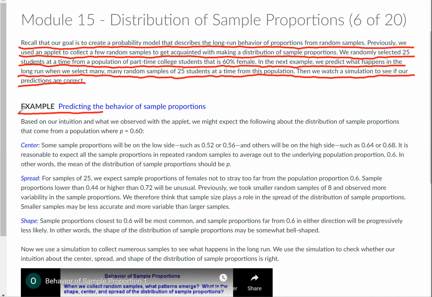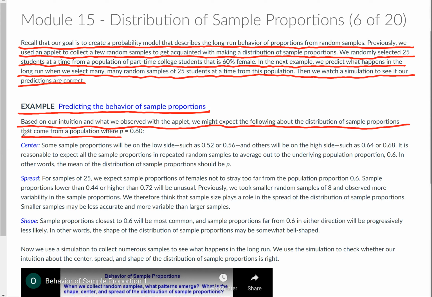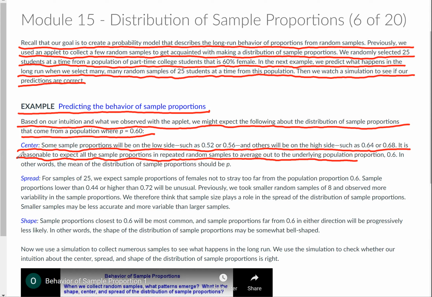Now here's the example, predicting the behavior of sample proportions. Based on our intuition and what we observed from the applet, we might expect the following from the distribution of sample proportions that came from a proportion where P, the probability, was 0.60. The center: some sample proportions will be on the low side, such as 0.52 or 0.56, and others will be on the high side, such as 0.64 or 0.68. It is reasonable to expect all the sample proportions in repeated random samples to average out to the underlying population proportion 0.60. In other words, the mean of the distribution of sample proportions should be P.